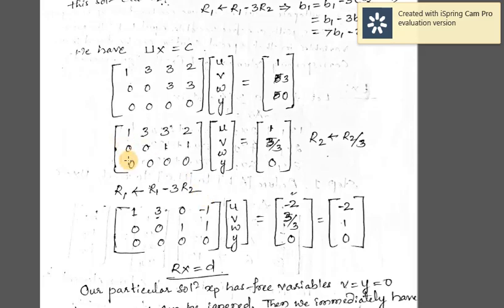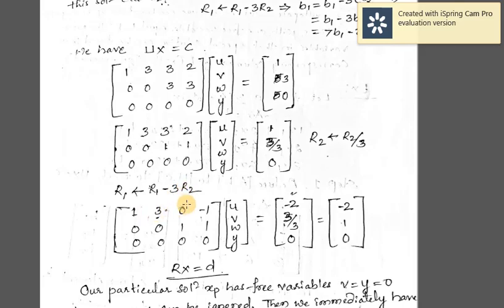This means R2 remains as it is, R3 remains as it is, but this R1 is nothing but R1 minus 3 R2. R1 is 1 for the first element, but for 3 R2, this element is 0, so it remains as it is. And for this also, it is 3 minus 3 R2. Again, this R2 is a 0, so we'll get this as it is.